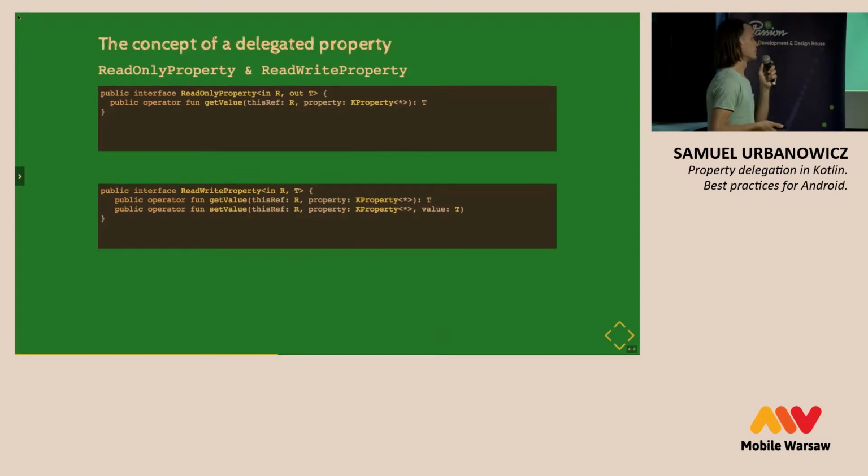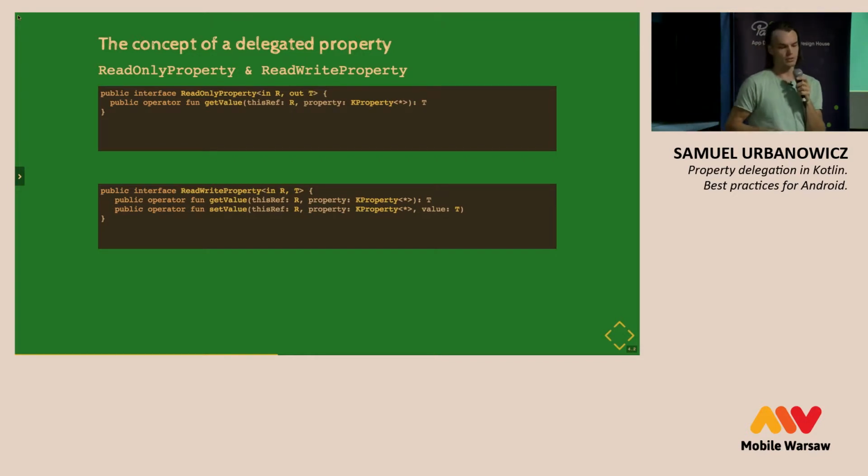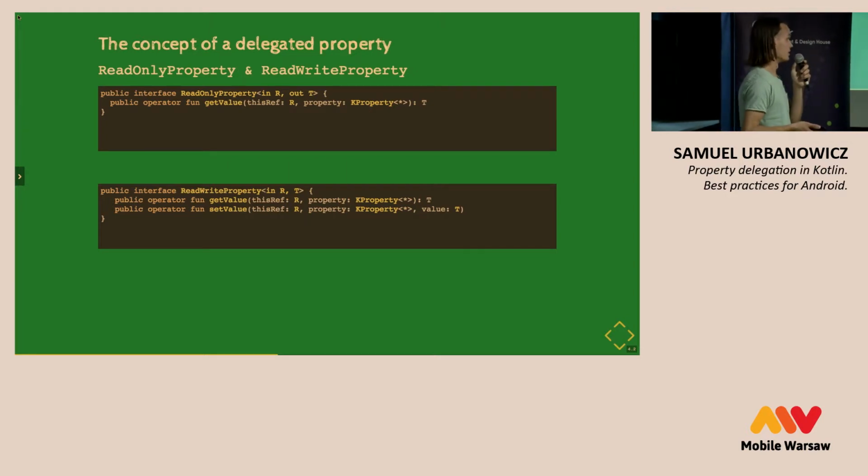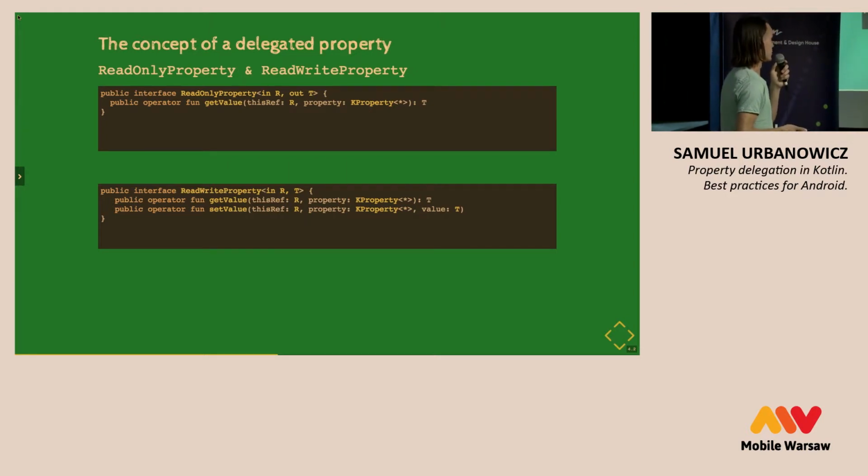Also, inside the standard library, we have those two interfaces, ReadOnlyProperty and ReadWriteProperty, which can help us in implementing those delegated properties. But in fact, you don't really have to use them, because, as I mentioned, the compiler only requires the proper set of functions to be available in our classes, which are delegates.